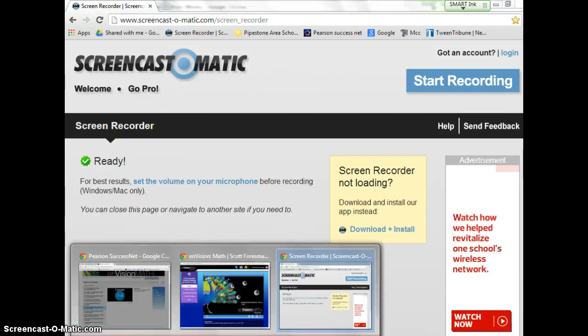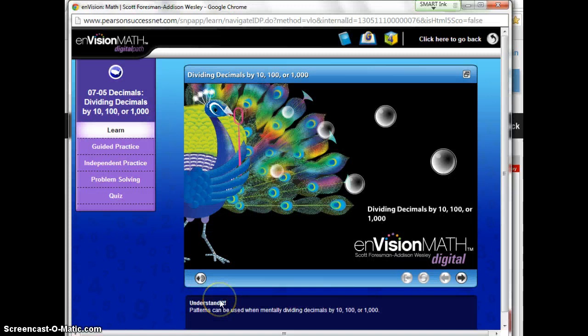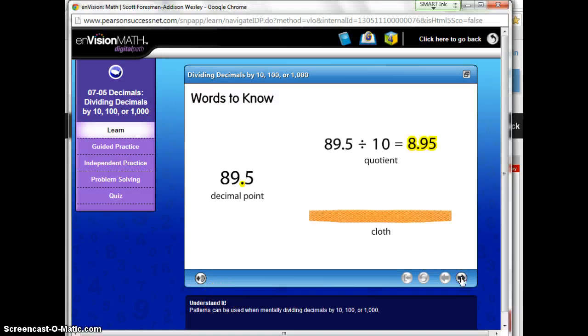Today we are going to talk about dividing decimals, and it's no different than what we did last week when we multiplied.